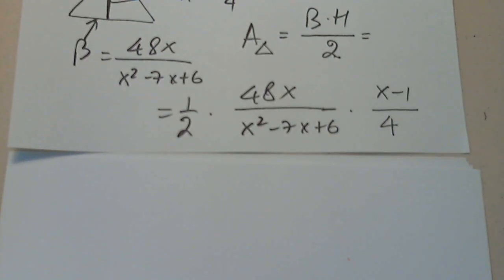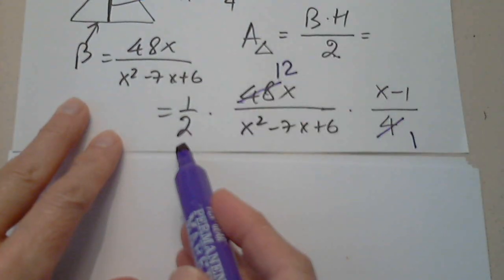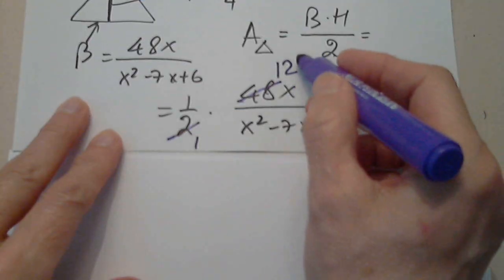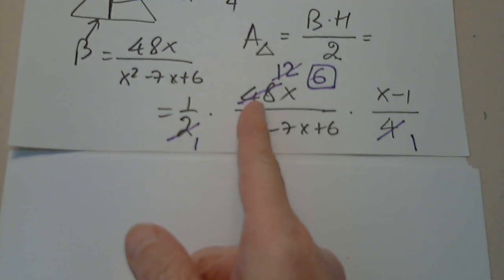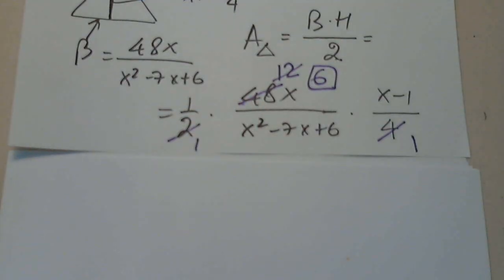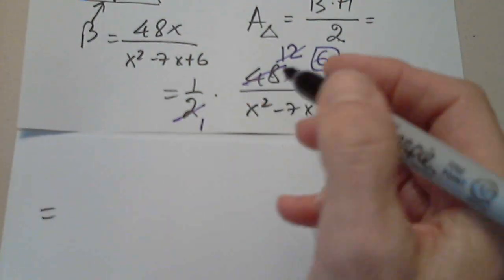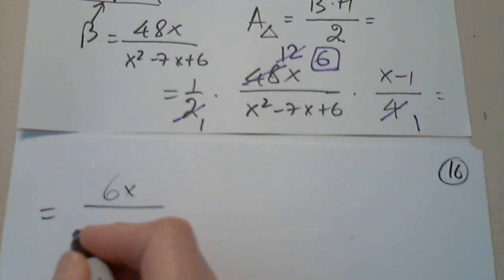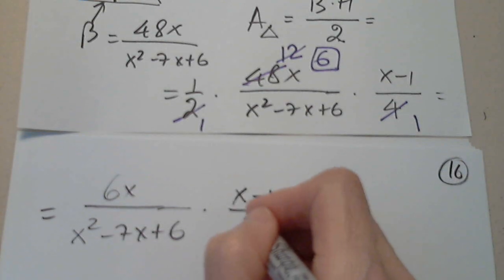Yes, when it comes to numbers, we can immediately simplify if we want to. And why not? So I can simplify by 4 and get here 12. And simplify by 2 and get here 6. This is fine because I simplified only factors. 2 is a factor in the denominator, 4 is a factor in the denominator, and 48 is a factor in the numerator. Now, I will continue. I have 6x in the numerator over x squared minus 7x plus 6 times x minus 1 over 1.